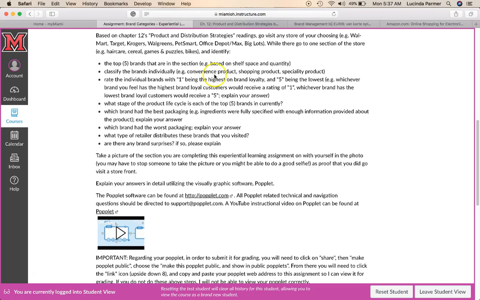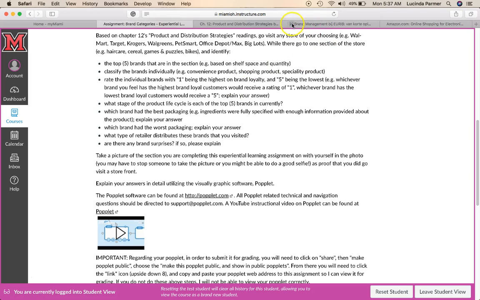Is it a convenience product or convenience brand, shopping brand, specialty brand? Rate the individual brands from 1 to 5 on which you feel has the highest brand loyalty. Maybe Doritos, I'm very brand loyal to Doritos, so it's typically all I buy. So you want to rate from 1 to 5 which you feel has the most brand loyal customers. Tell me what stage of the product life cycle the brands are in.